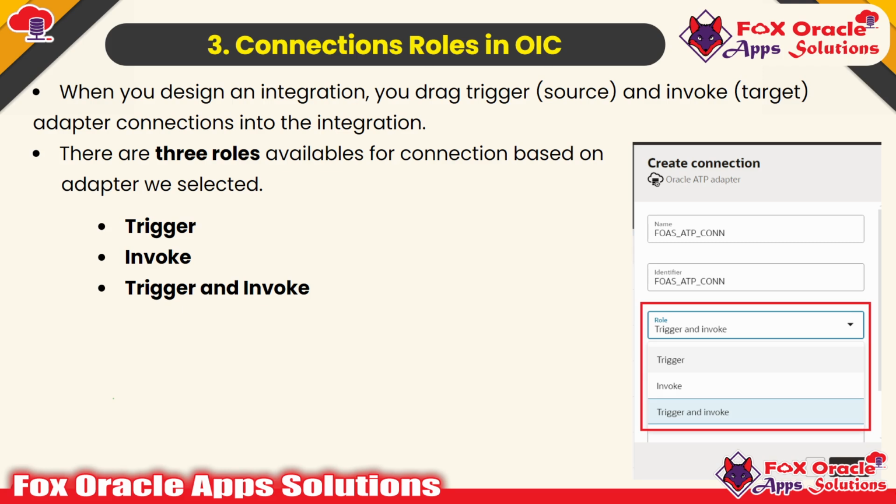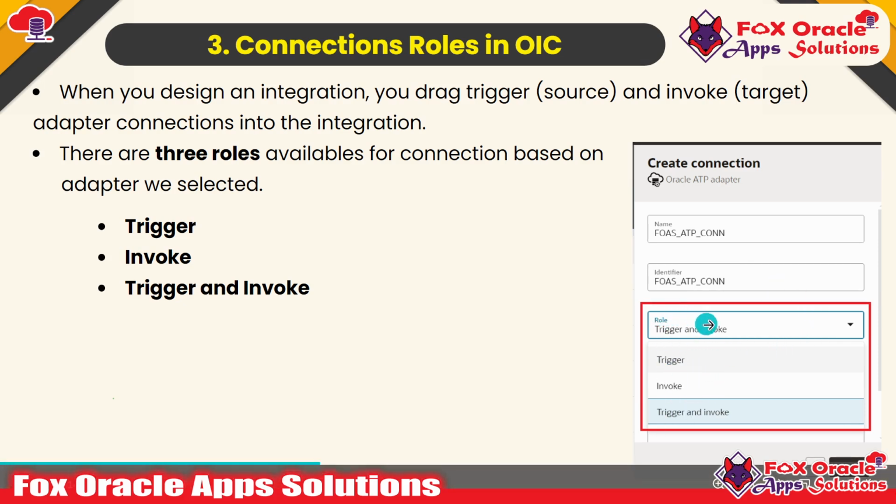So when we are talking about types of connection, whatever adapter you select, that will be the type for that connection. For example, I selected the ATP adapter, so the type of that connection will be an ATP type connection. But while creating the connection, it will ask you to choose from three options for the role. You can see one is trigger, another is invoke, and the last is trigger and invoke.